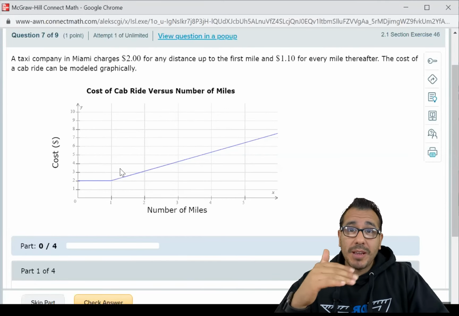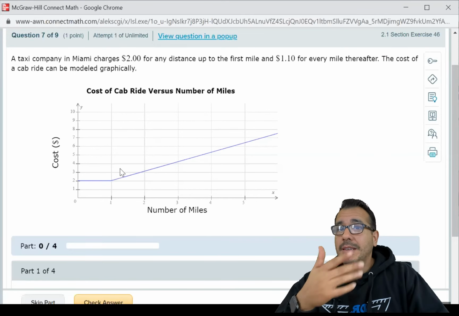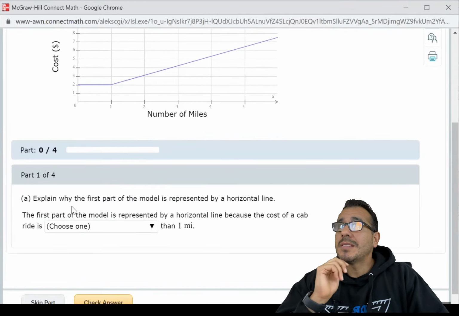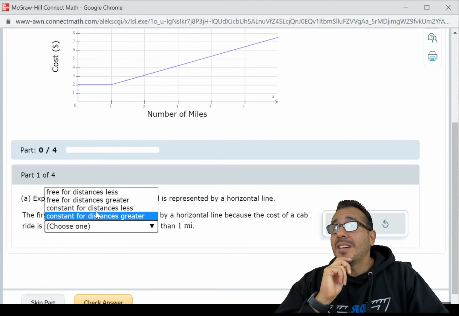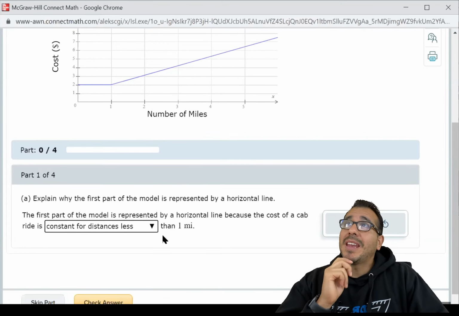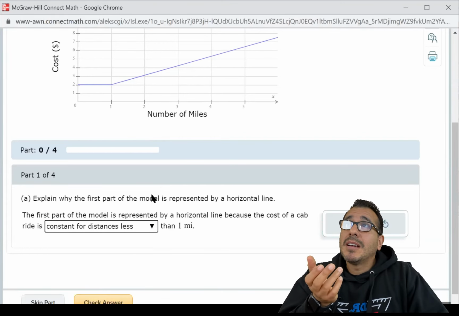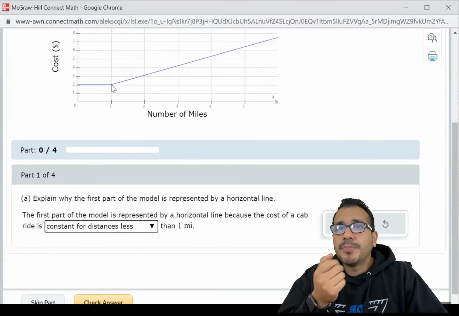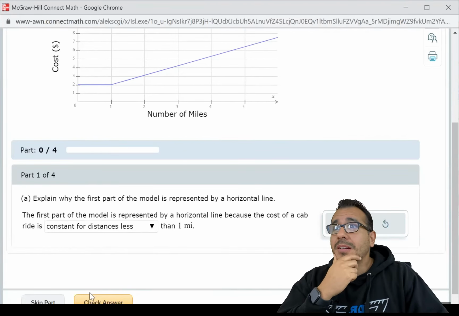The price, right? The cost of that cab ride, depending on how many miles we've gone. So the first part of the model is represented by the horizontal line because the cost of the cab ride is constant for distances less than 1 mile. And actually even up to that mile, right? Because we see that at one, it's still $2. All right, so let's check our answer.